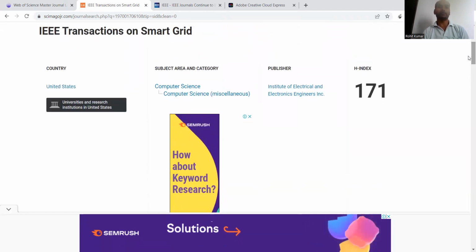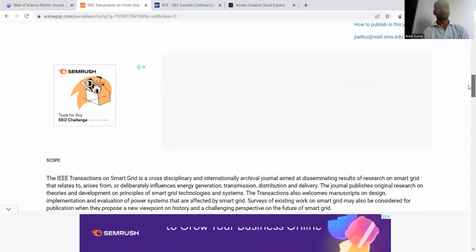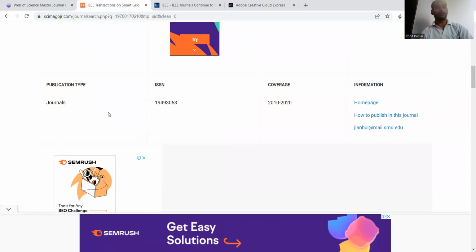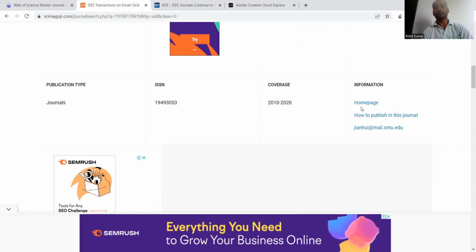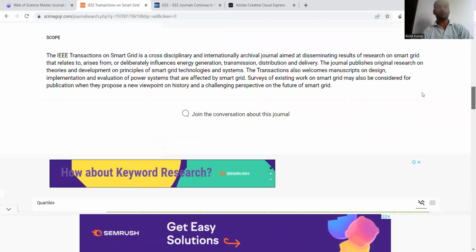Okay, so then obviously a very large number of papers are supposed to get submitted. Here you can see that this journal's ISSN number is provided. The coverage is from 2010 to 2020. Then the homepage and the other related links are there. Then what is the scope?